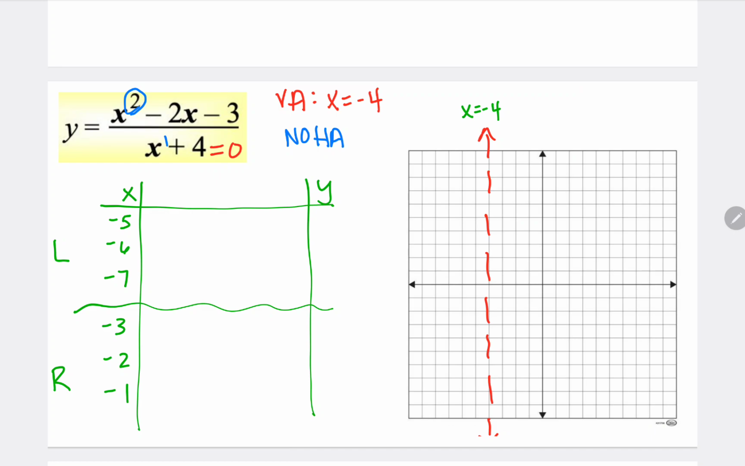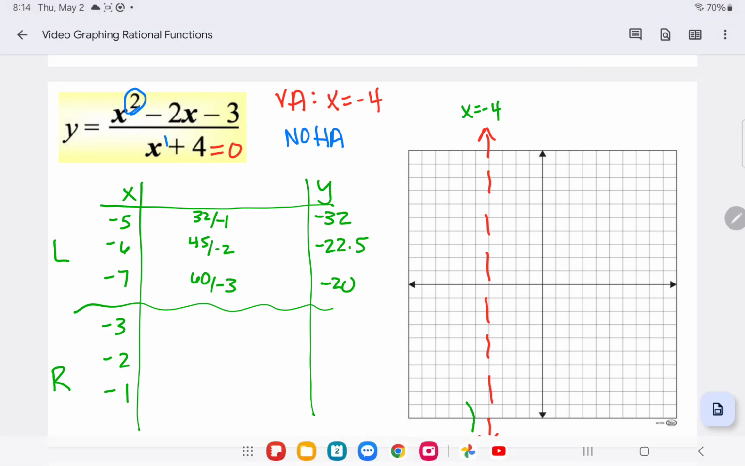I went ahead and calculated these values in advance. When I plug in -5, I get 32 over -1, which is -32. These are all going to be pretty big numbers. So it's kind of a funky graph, but the process is still the same for how we're going to do this. So all these are super negative numbers, but if I were to graph them, we would see that they are going up a little bit as they go. And then -3, if I plug in -3, I get 12 over 1, which is 12. So that's at least on our graph.